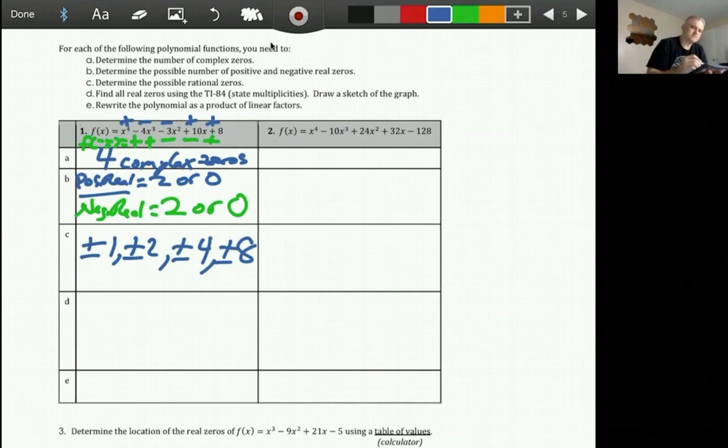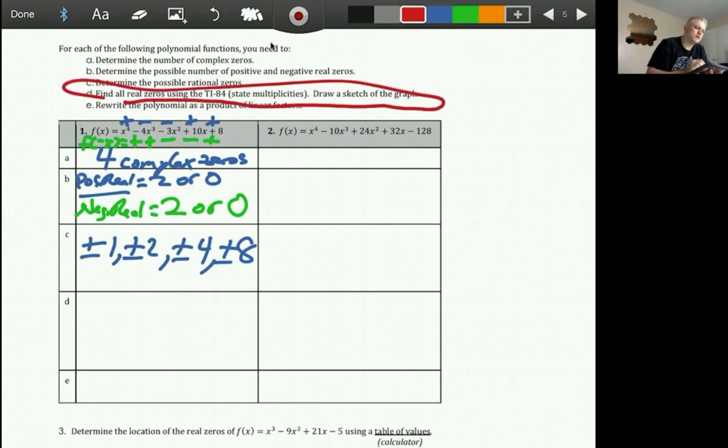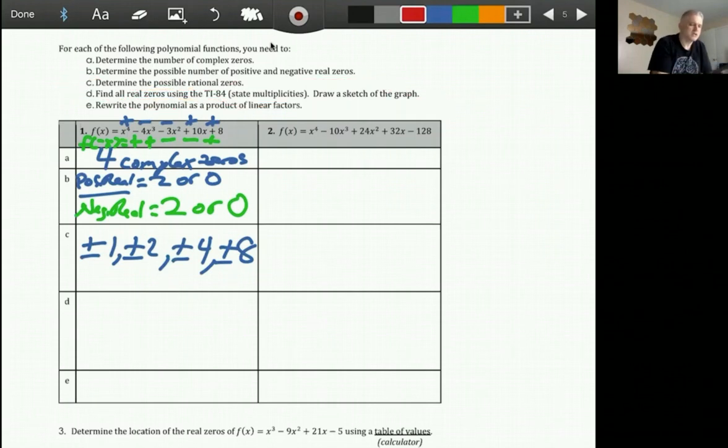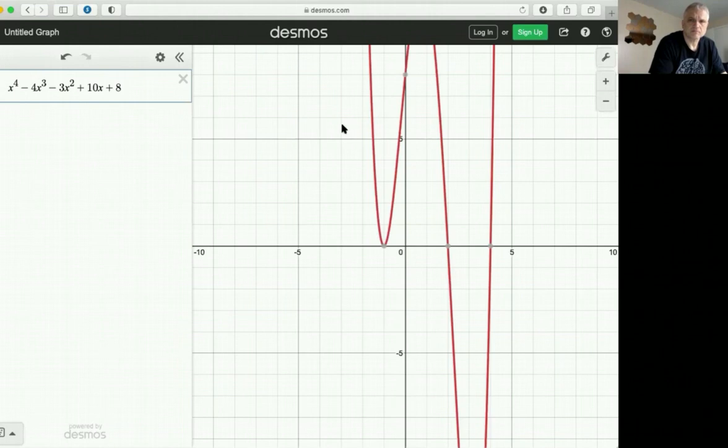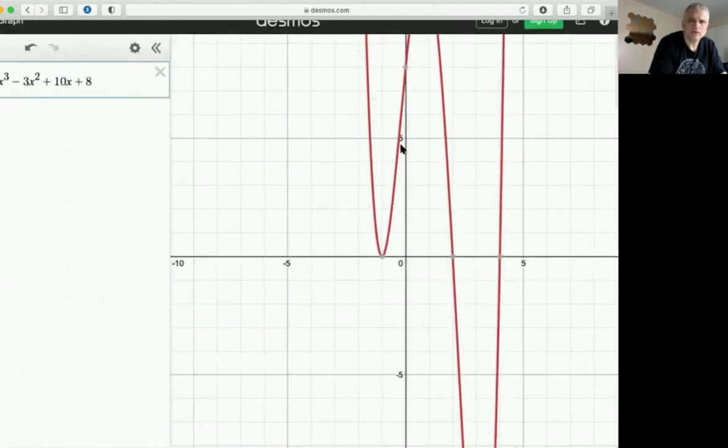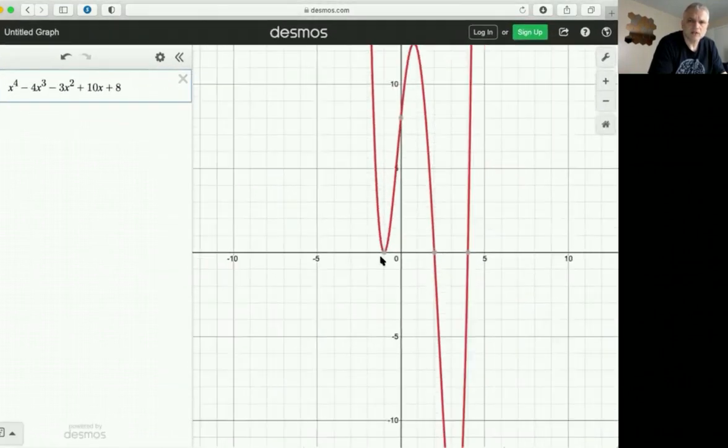Okay, for D, find all zeros using a TI-84, state their multiplicities, and draw a sketch. Okay, so I'm not going to use TI-84, but I am going to use Desmos. So here we are, Desmos. Okay, I have the function typed in. I've got f of x typed in. Let's graph it. Okay, so if we look at this graph, I see 1, 2, 3 total unique zeros.